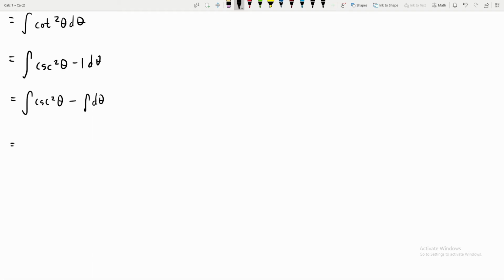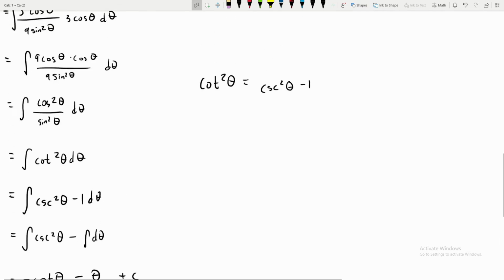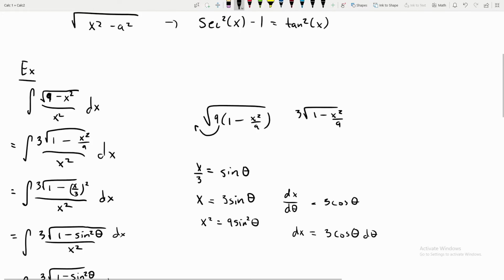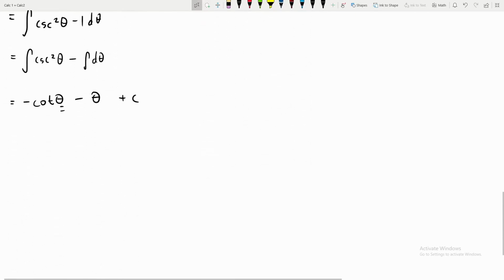And now we can take the integrals of both of these. So we're going to get that this is equal to minus cotangent theta minus theta itself, obviously plus c. But now we've gotten rid of the integral sign, but we're not quite done yet. The question started off with asking us about the integral in terms of dx, and all of a sudden we've ended up with that same integral but in terms of theta. So now we need to convert back from theta to x. So how can we do that?